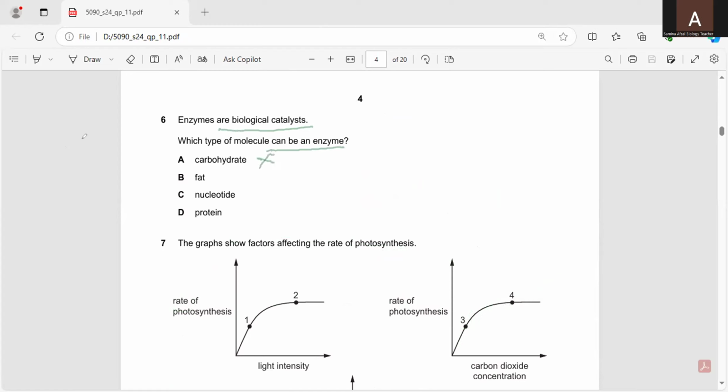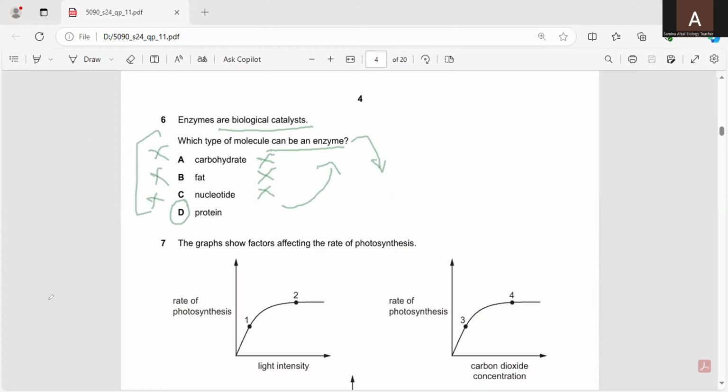Carbohydrates? No. Fats? No. Nucleotides? No. Protein? Yes. All enzymes are made up of protein. So D is the correct answer. The carbohydrates, fats, and nucleotides are not the correct answer. Only D is the correct answer in this case, because all enzymes are made up of protein.